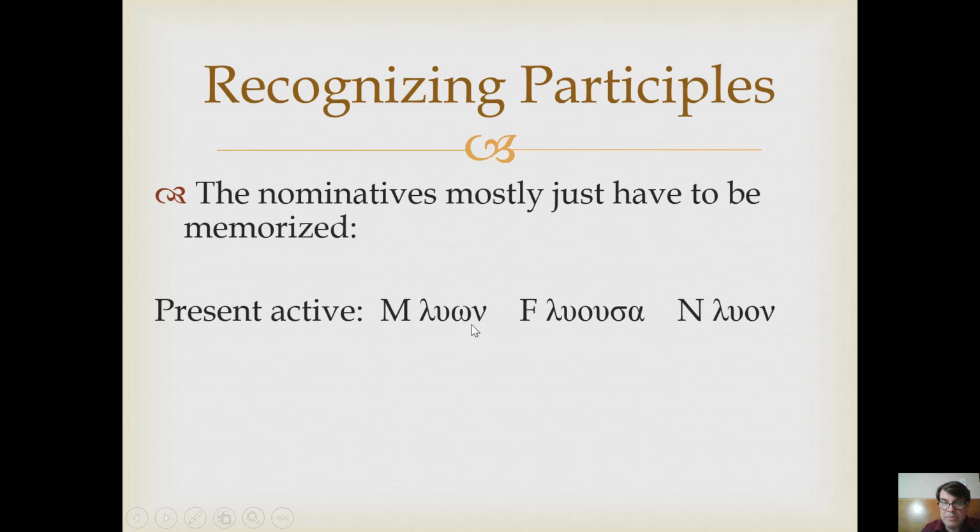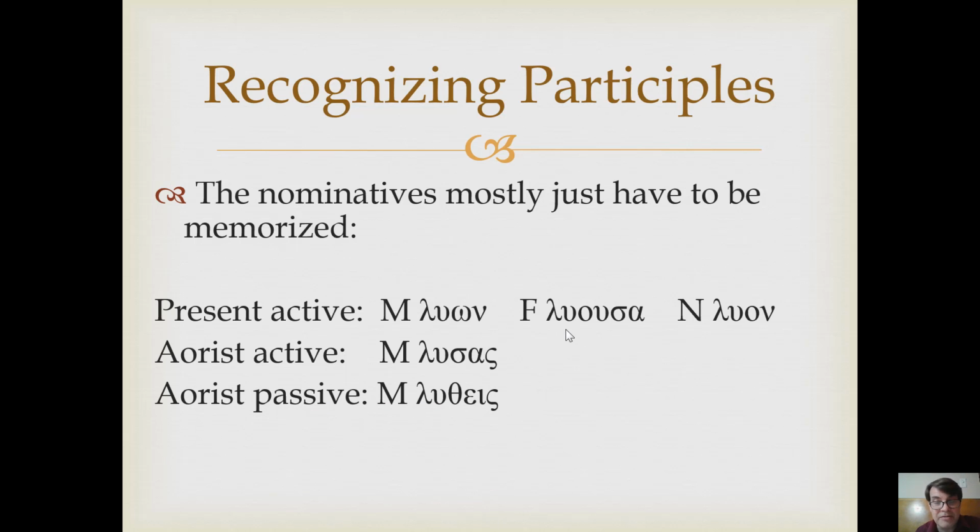And then the neuter: sometimes the neuter is the same as the masculine but with a nu, or in this case the neuter is a downgraded omega. So omega is long and omicron is short, and so the only difference between the masculine and the neuter is that the neuter has been shortened. Okay, here are the most important other nominatives to know. So lusas is the aorist active nominative masculine singular. Luthes is the aorist passive nominative masculine singular, and then lelukos is the nominative masculine singular perfect active.